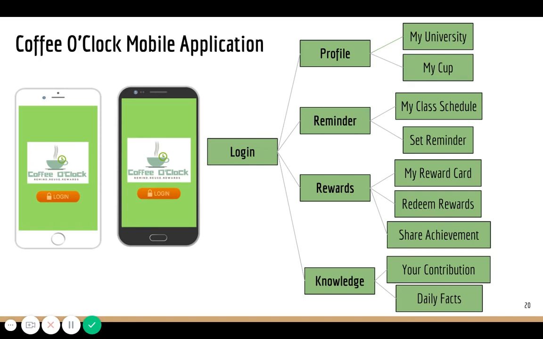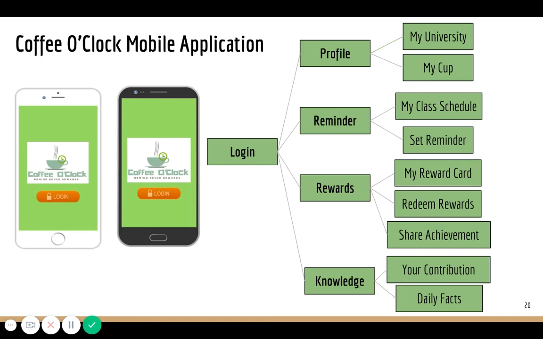The My Reward Card works like a virtual loyalty card. Every time the students use their own reusable cups at an on-campus cafe, they will receive a stamp on the card. When they have successfully collected a certain amount of stamps, they can then redeem rewards sponsored by our partners. There's also a Share My Achievement button that allows students to share with their friends.